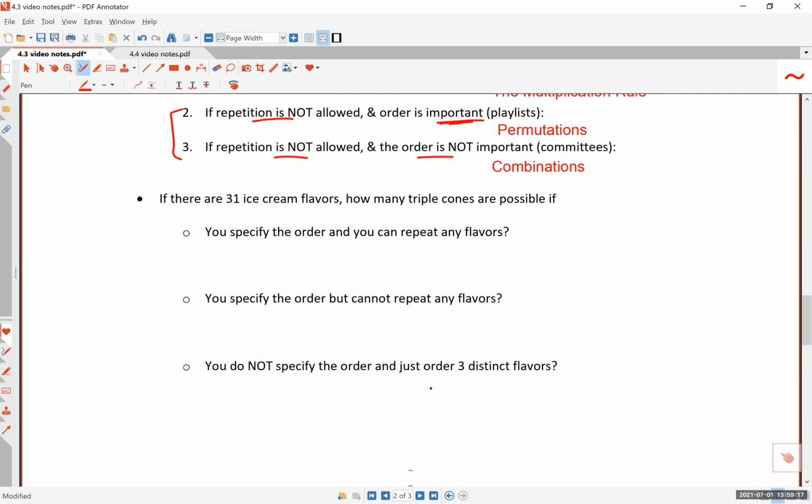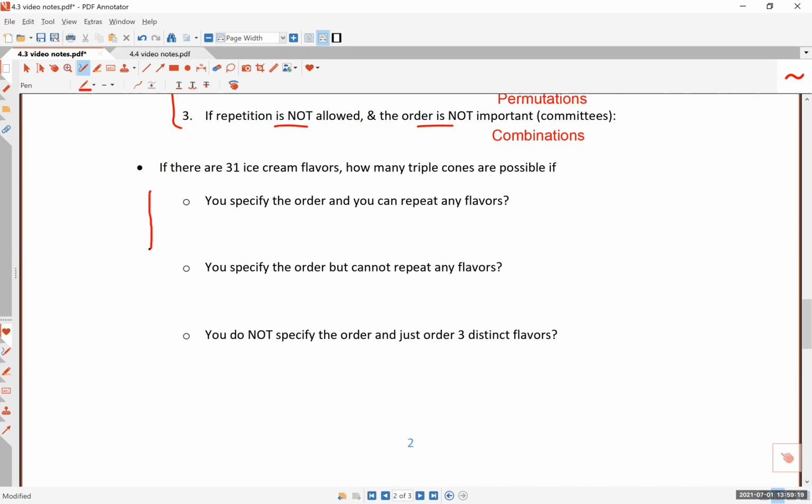All right, so I have 3 comparative examples here to conclude this section. Let's say, just imagine that there is an ice cream store that features 31 flavors. 31, it's just a random number. So 31 flavors are available at an ice cream store. How many triple cones are possible if, and I have 3 situations.